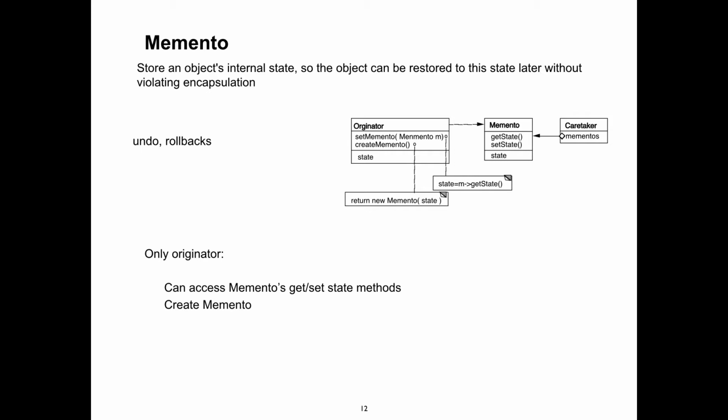And the goal is pretty simple, right? The job of the Memento is to store the internal state of an object so that internal state can be restored later. Now, I'm talking about the Memento pattern in the context of undo, but there are other times we may want to use this pattern.